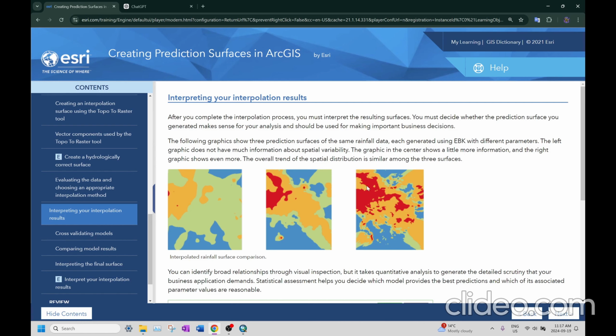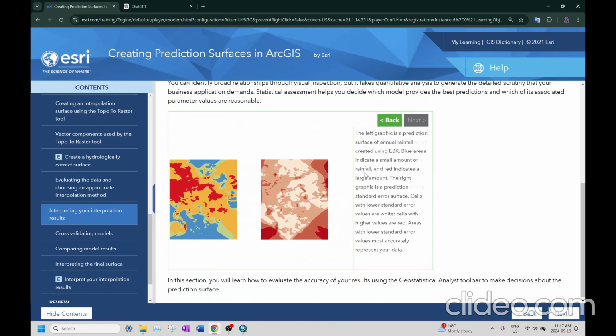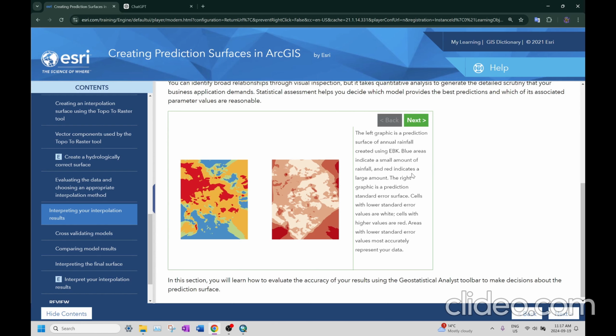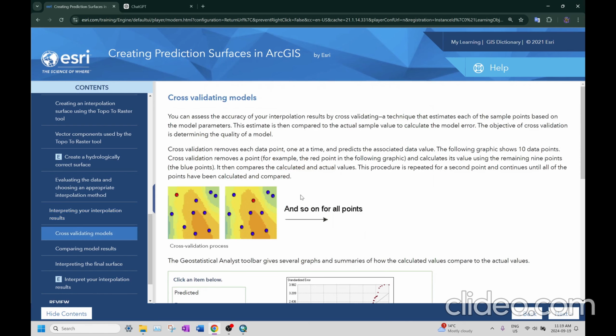We have 3 different maps using the same EBK, but different parameters. And the method to validate our accuracy of the predictions is to generate the prediction standard error surface, and the wider it is, the more accurate the interpretation is. And cross-validation is the technique that estimates each of the single points based on the model parameters.